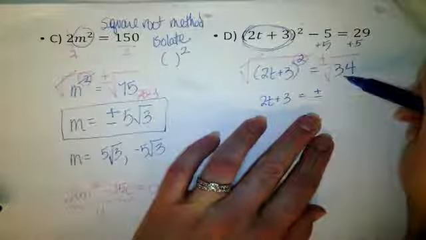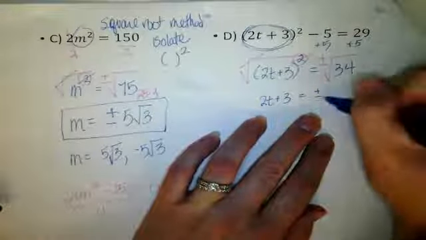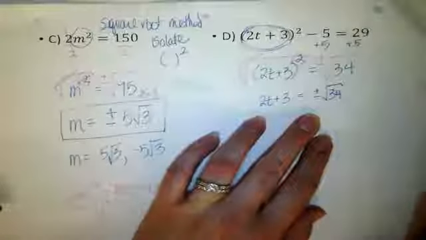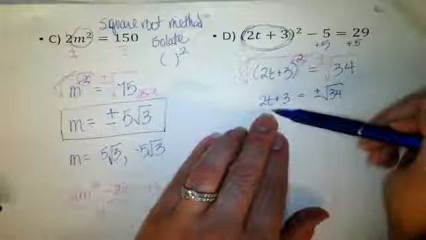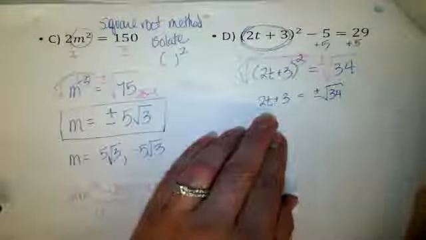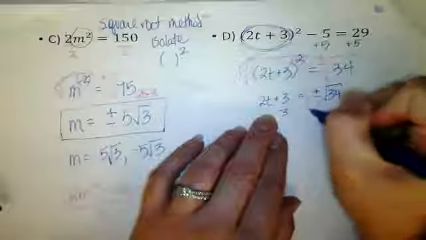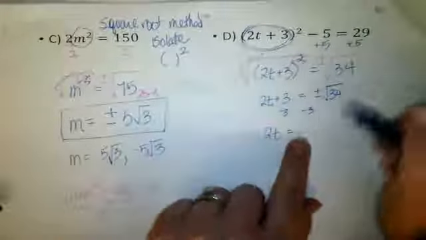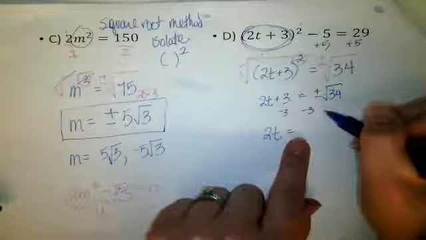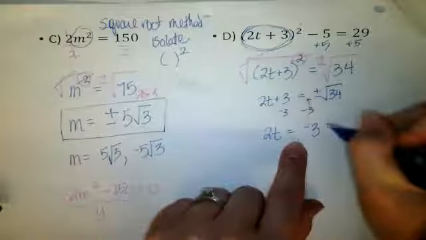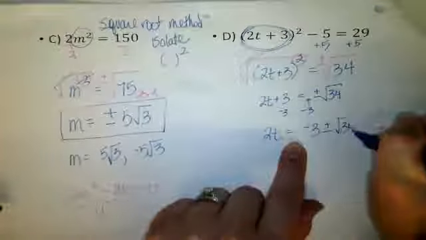34, can I simplify that at all? No, so it just stays radical 34, no pairs in there to take out. And then our job is still to try and isolate the t. So what should we do? Subtract 3. So I have 2t equals, now this subtract 3 is going right in front of that plus or minus, negative 3 plus or minus radical 34.